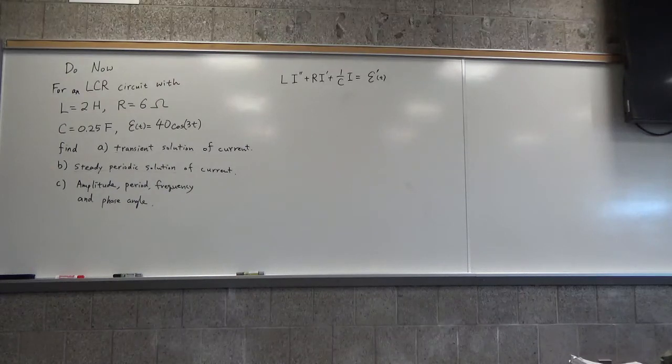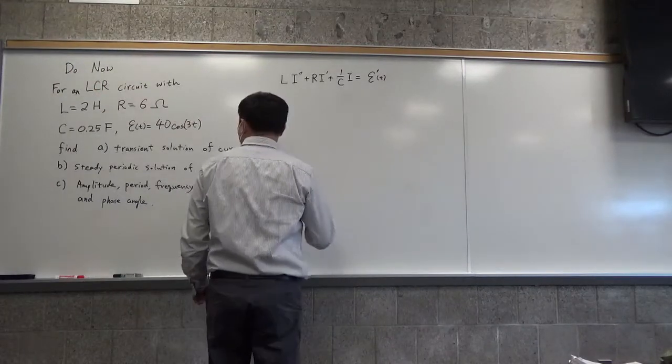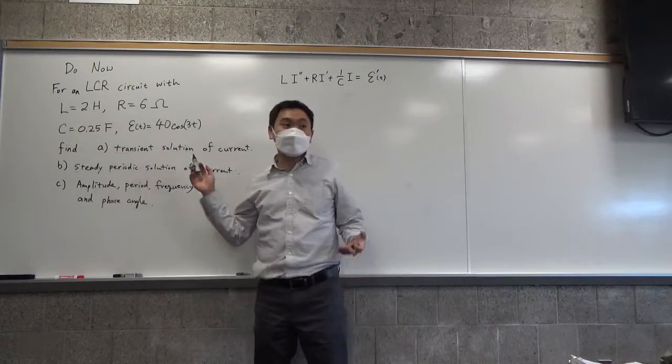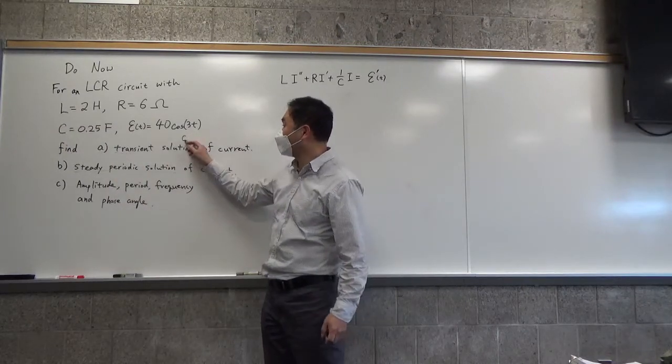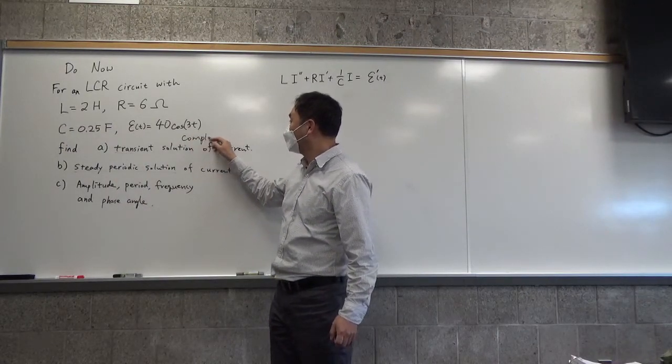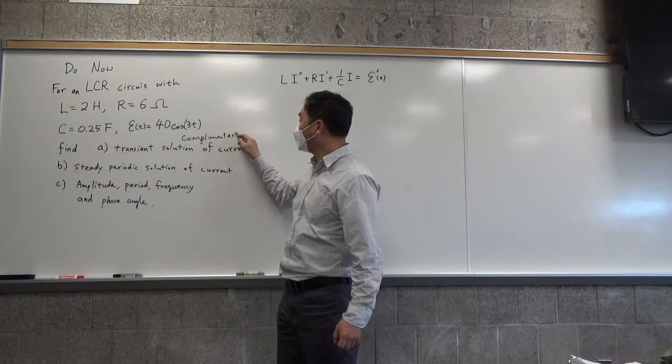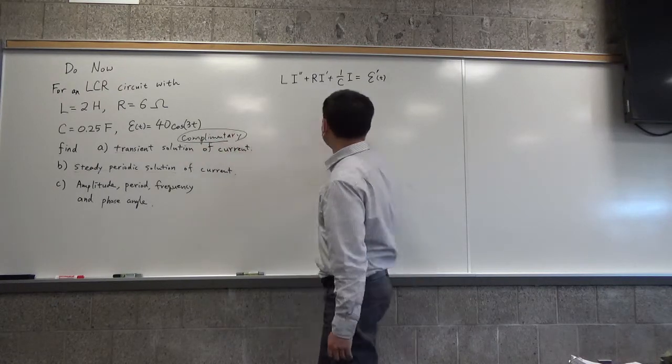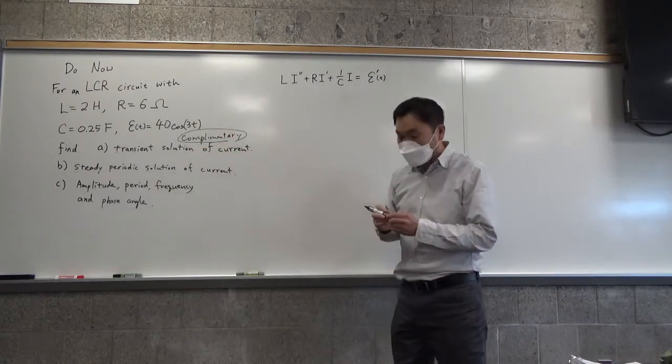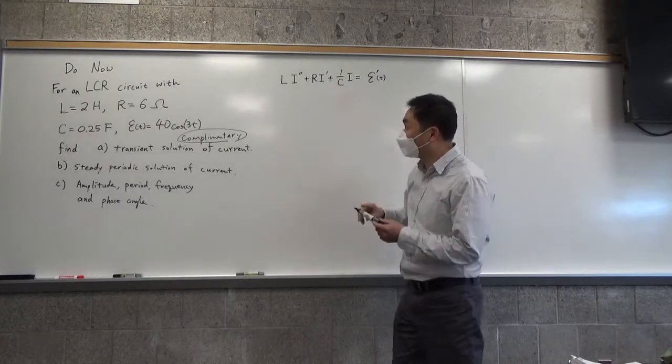Okay, let's try this together. First, the transient solution is the complementary one. Complementary solution is when you set the right side as 0, right? Oh, but before I do that, let's write down the differential equation first.